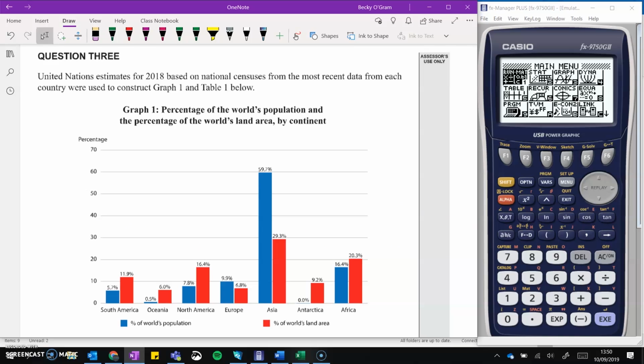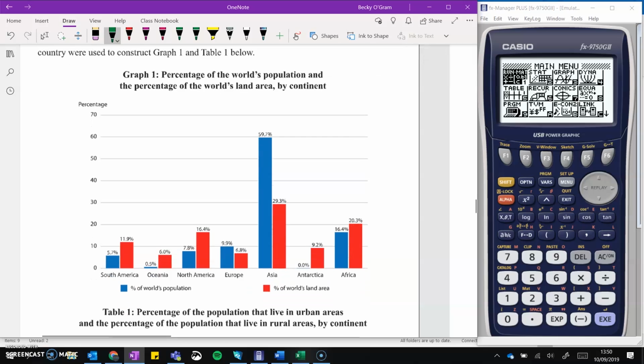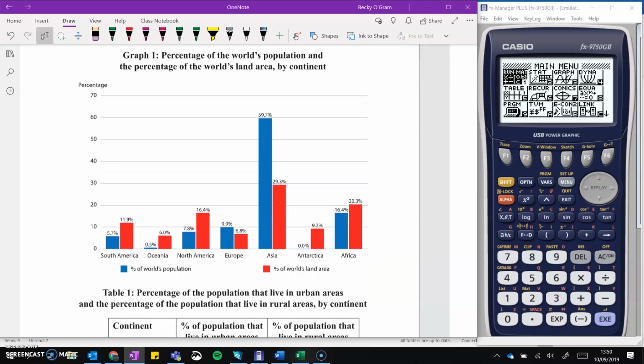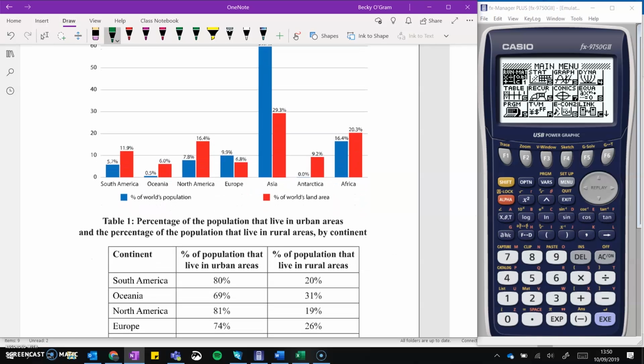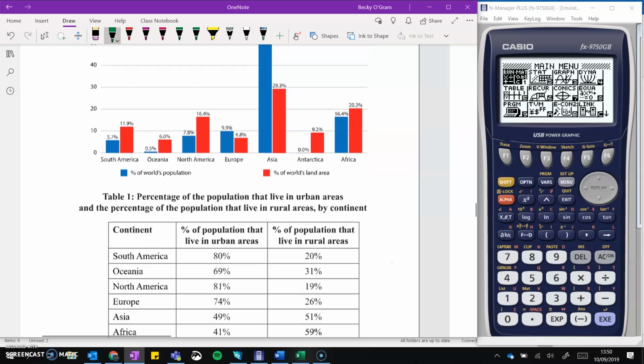Question 3 gives us some UN estimates from 2018 based on national censuses. And we'll just take a look at the information we're being given. So this is the percentage of the world's population and the percentage of the world's land area put onto the same graph. So South America has 5.7% of the world's population, but 11.9% of the world's land area. And you can make some comparisons there. Then we have the percentage of the population that live in urban areas and those that live in rural areas on each continent.